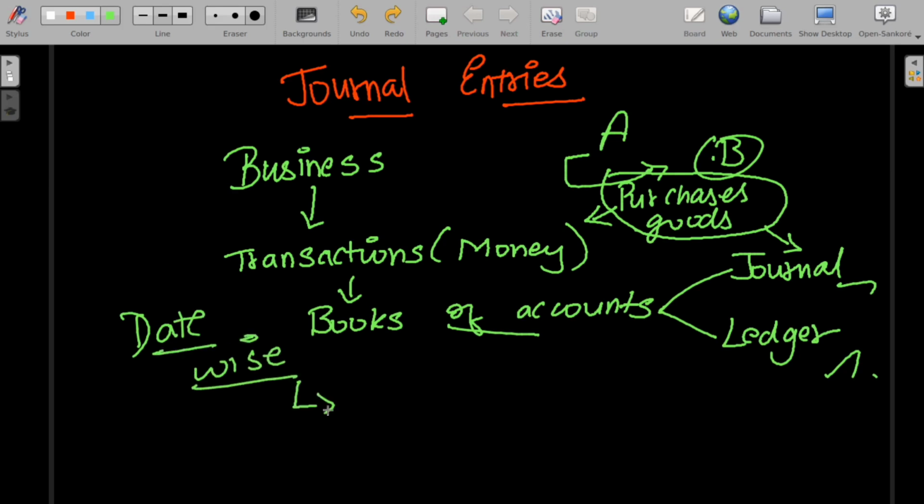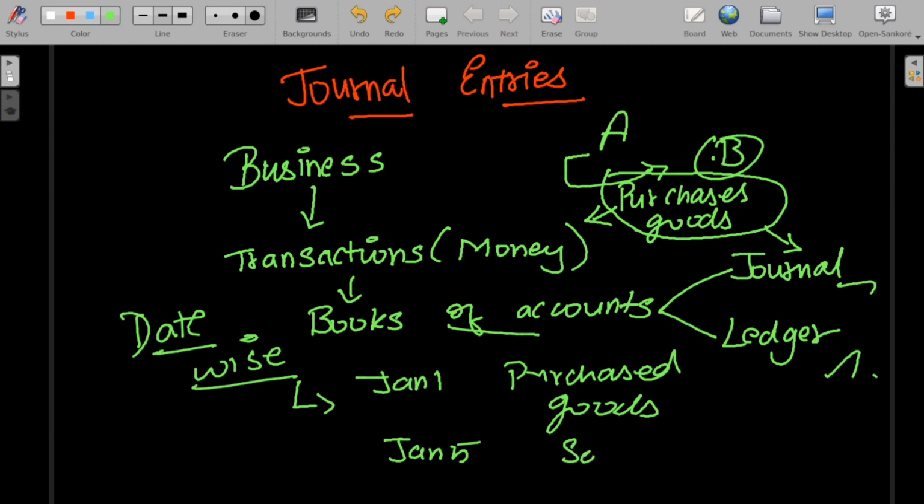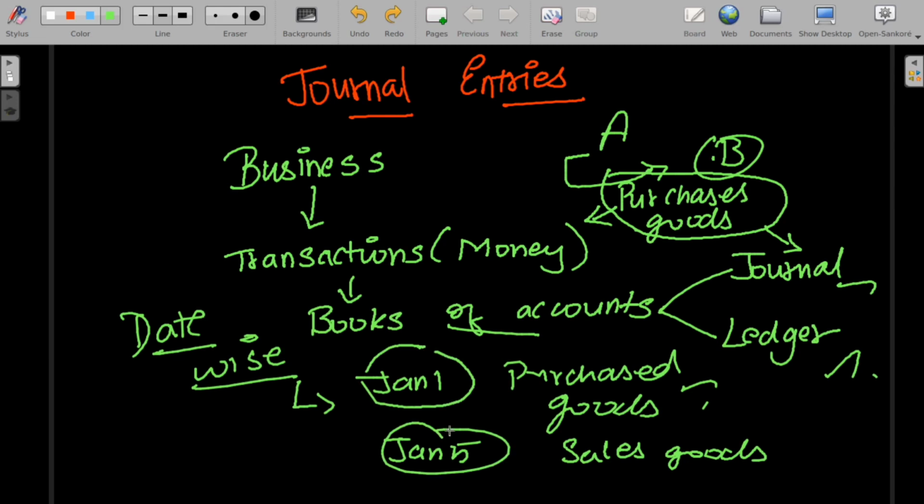For example, on January 1 you purchase goods, and on Jan 5 you sold goods. So which entry will you put first? You'll put this one because this is the first entry which took place before Jan 5th. So thus journal entries are entries which have to be entered date wise.